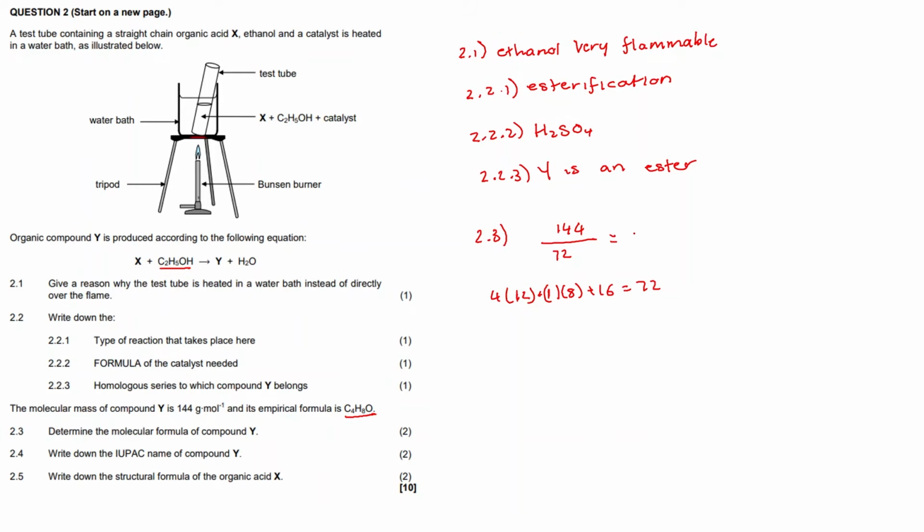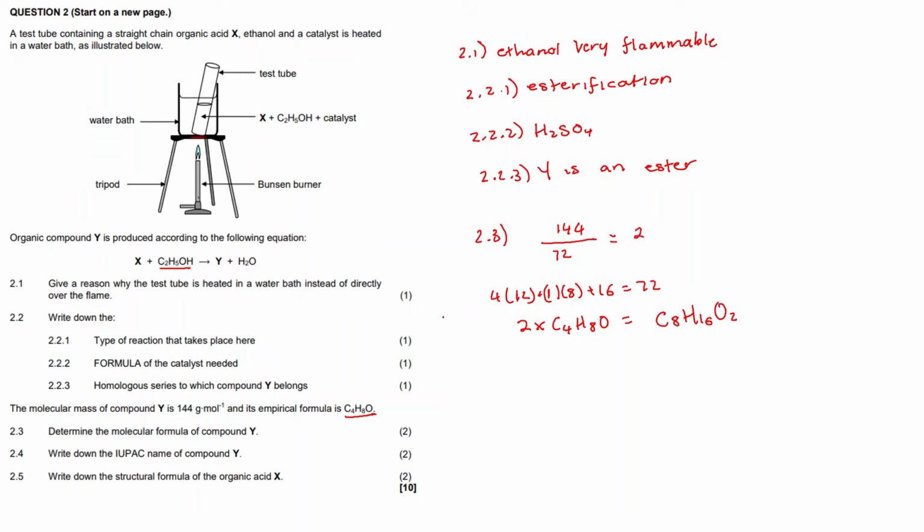So, when we divide these two, we get 2. Therefore, we times our empirical formula by 2. So, 2 times C4, H8 and O gives us C8, H16, and O2. And that's our molecular formula.